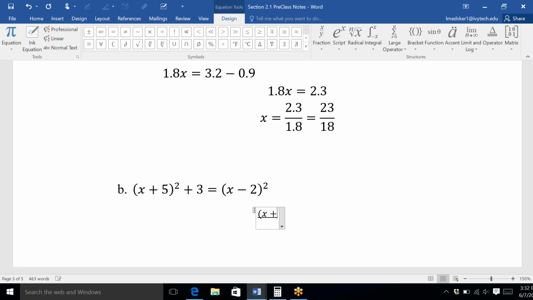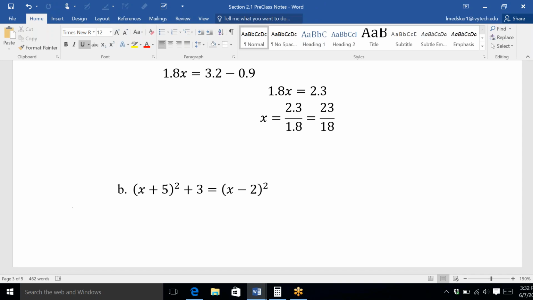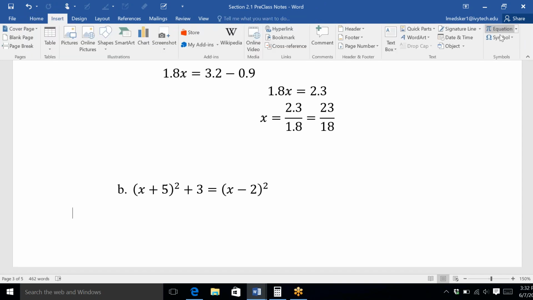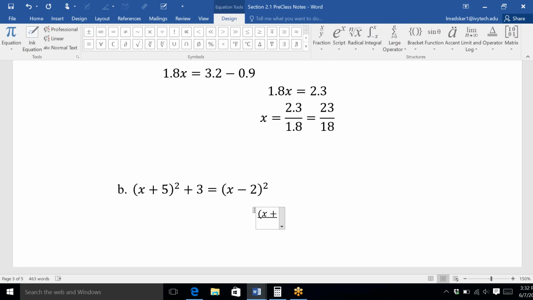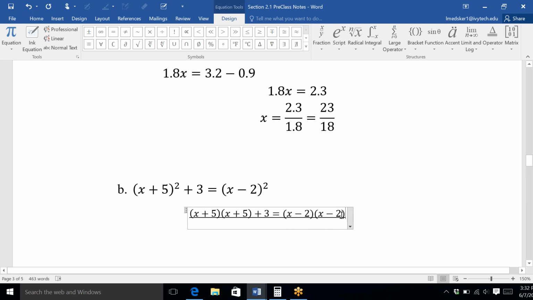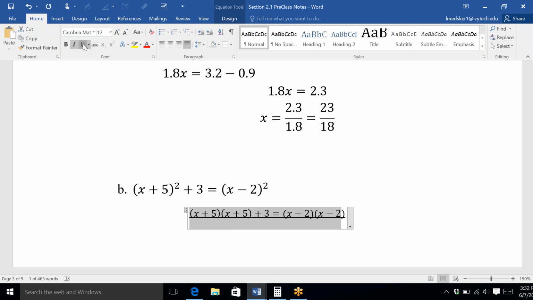So on this next one, we have to remember that when you see something like x plus 5 squared, that does not mean you square the x and the 5. That means you have to write it out as x plus 5 times x plus 5. So you have to FOIL it, plus 3 equals x minus 2 times itself as well, so x minus 2. I do not know why that is underlined. There we go.